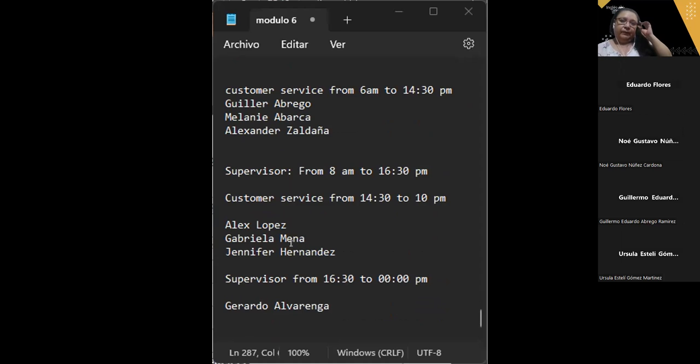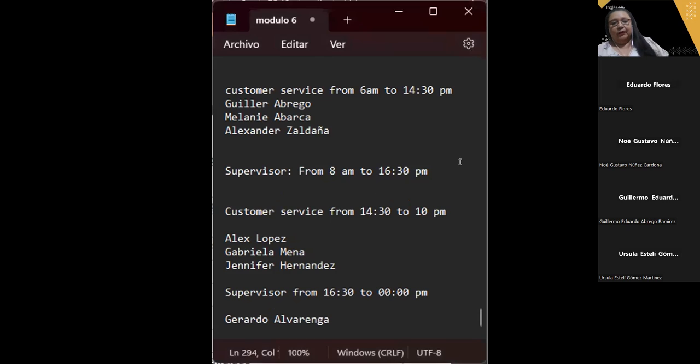Well, my table is this one. Customer service from 6 a.m. to 2:30 p.m. And we have here me, Guillermo Abrego, Melanie Abarca, and Alexander Saldaña. The supervisor in charge from 8 a.m. to 4:30 p.m. is Diego Lopez. I didn't write his name. Okay. And the customer service from 2:30 p.m. to 10 p.m. is in charge of Alex Lopez, Gabriela Mena, and Jennifer Hernandez. And the supervisor in charge from 4:30 p.m. to 12 p.m. or midnight, I don't know, is Gerardo Alvarenga.